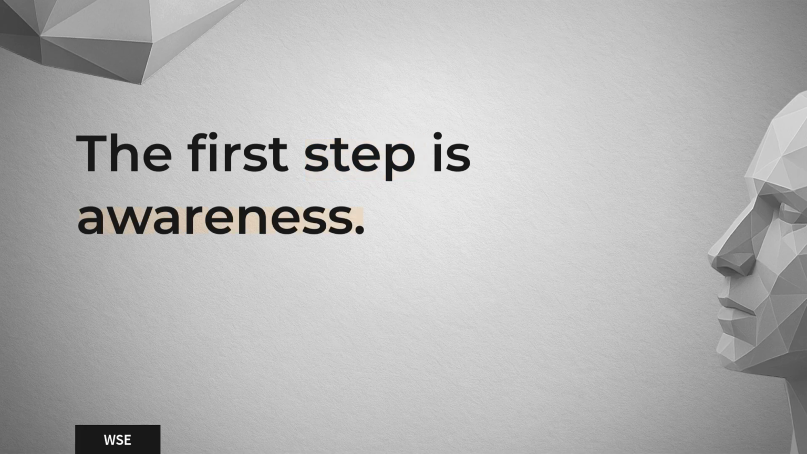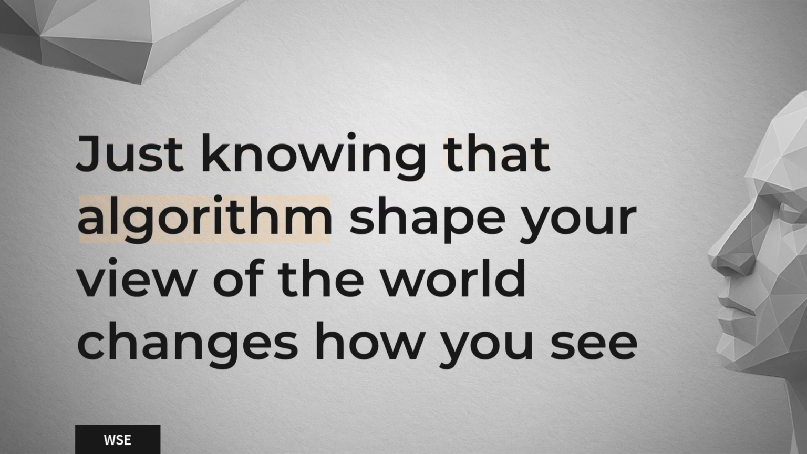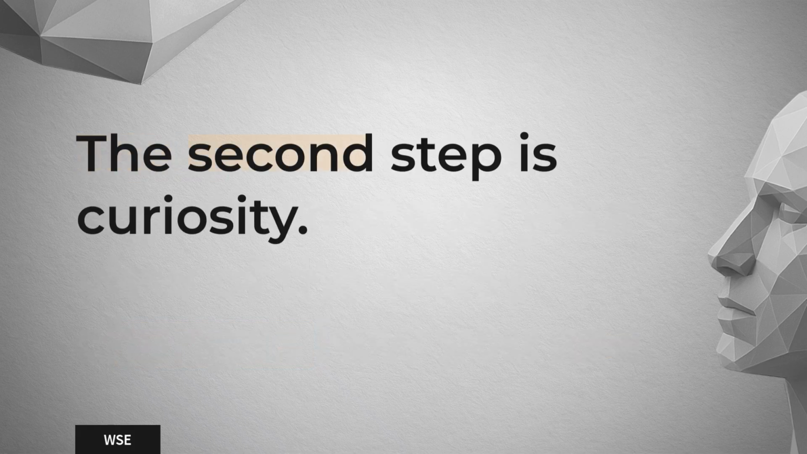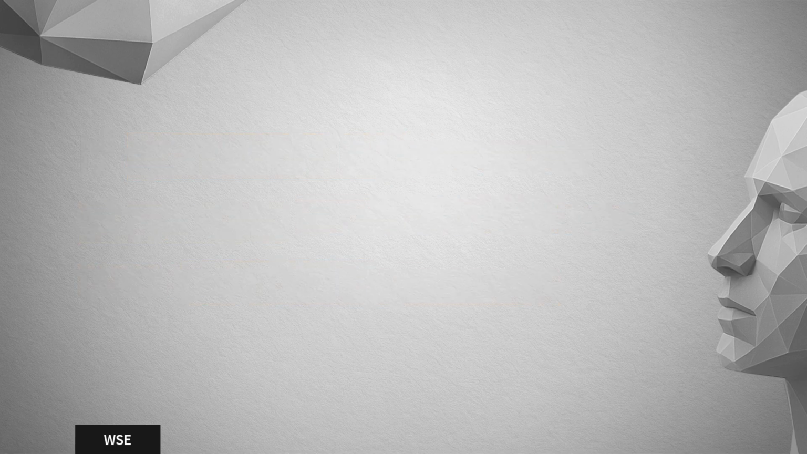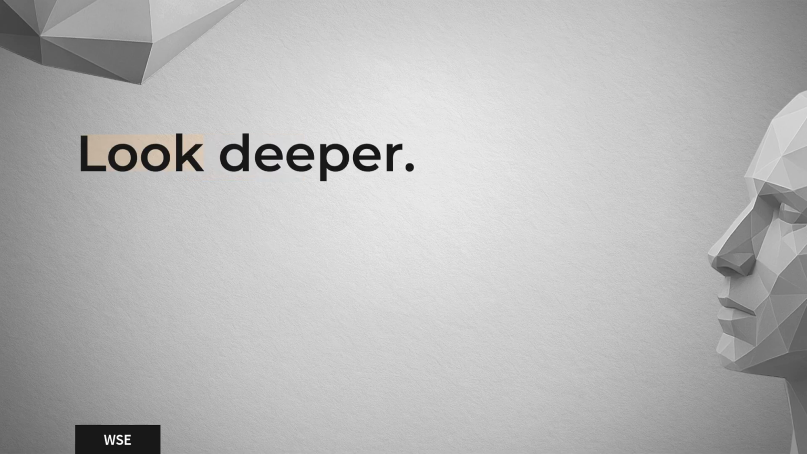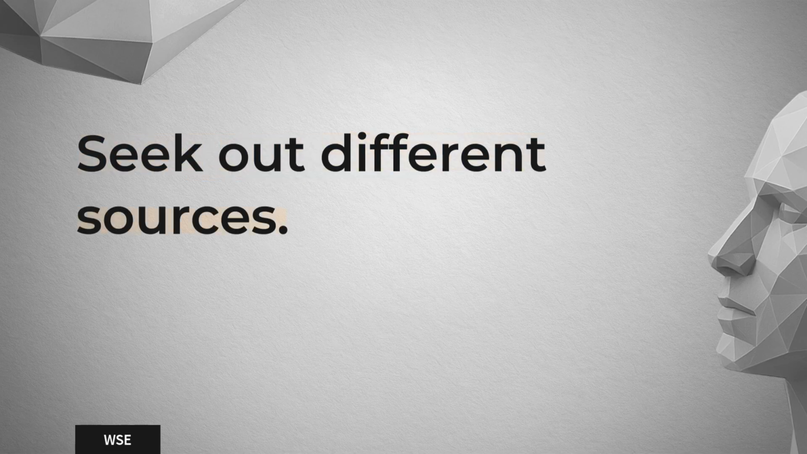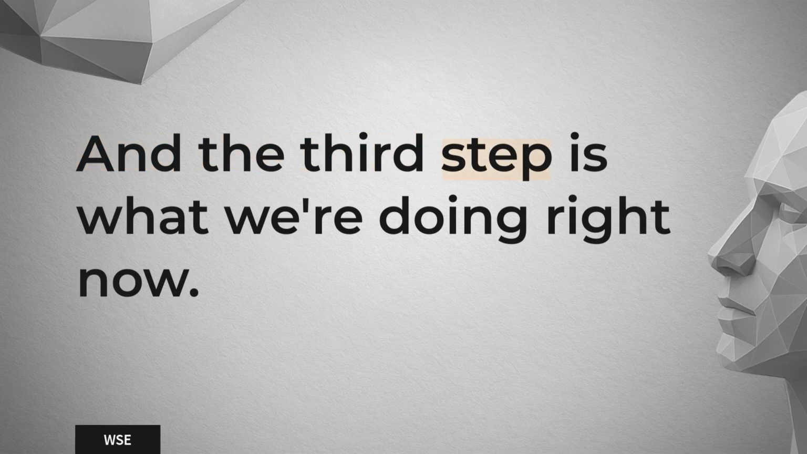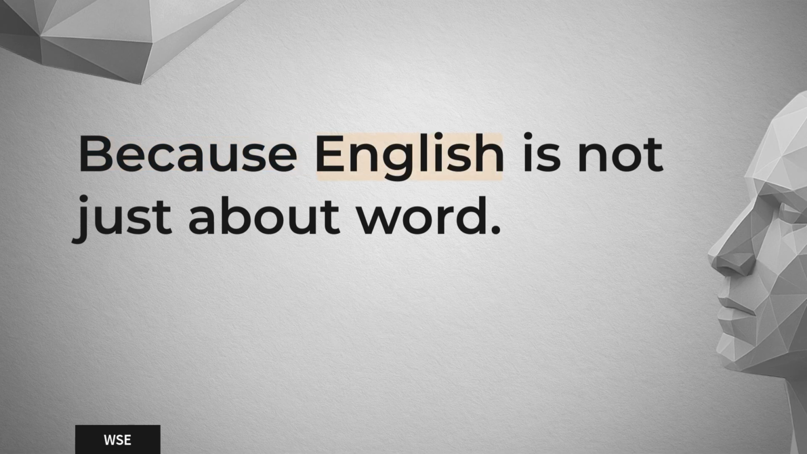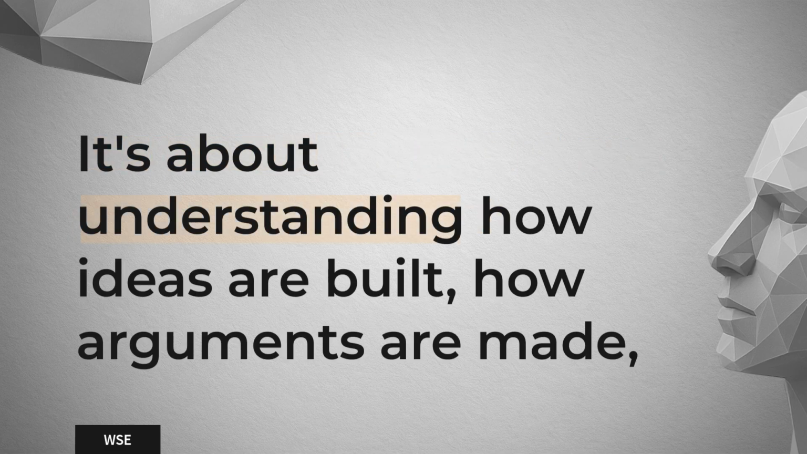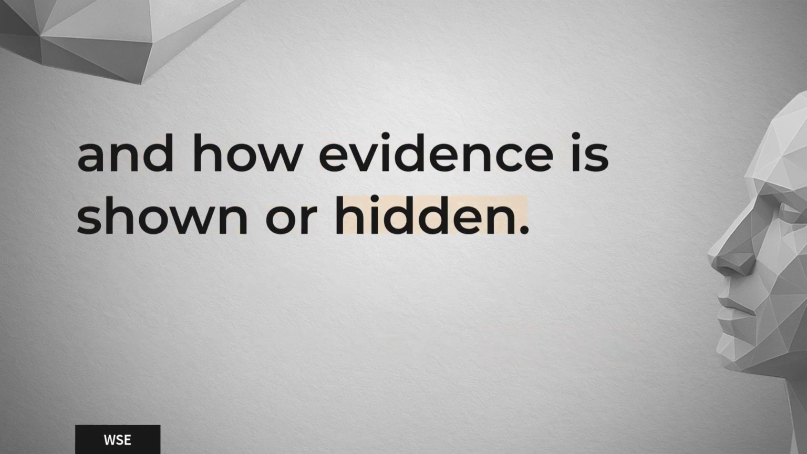The first step is awareness. Just knowing that algorithms shape your view of the world changes how you see things. The second step is curiosity. If something seems strange, emotional, or too perfect, pause. Ask why. Look deeper. Seek out different sources. And the third step is what we're doing right now, learning the language of truth. Because English is not just about words, it's about understanding how ideas are built, how arguments are made, and how evidence is shown or hidden.